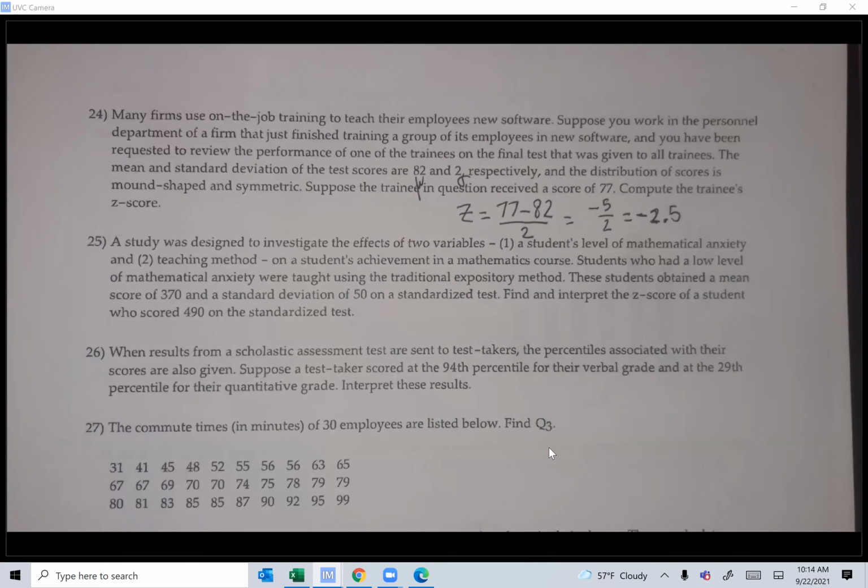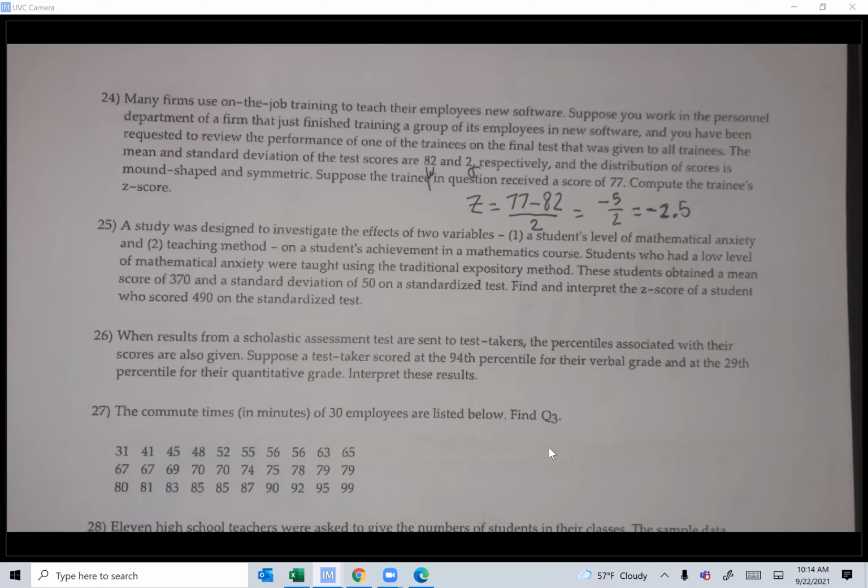Okay, 25. A study was designed to investigate the effects of 2 variables, a student's level of mathematics anxiety and teaching method, on students' achievement in a mathematics course. Students who had a low level of math anxiety were taught using a traditional expository method. The students obtained a mean score of 370 and a standard deviation of 50. Find and interpret the z-score.